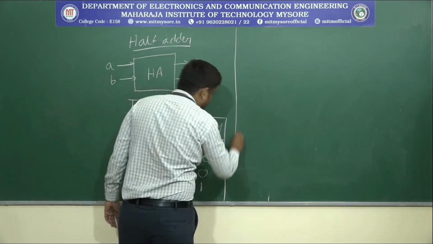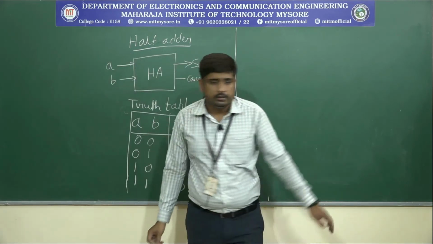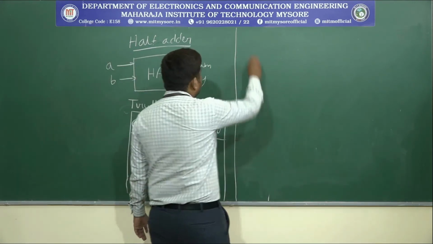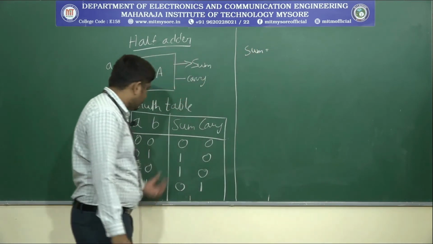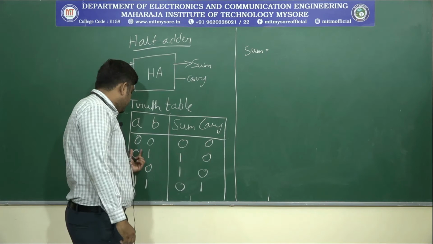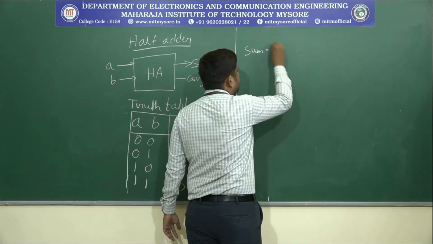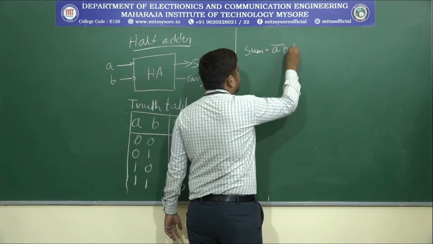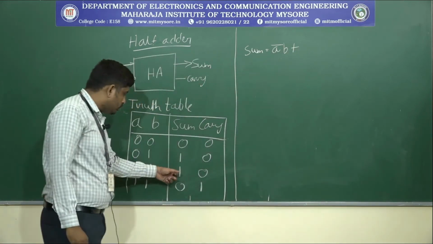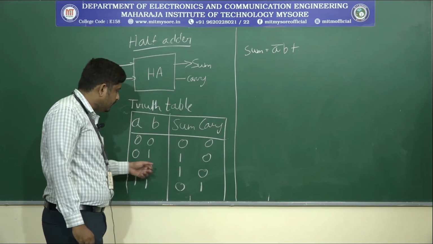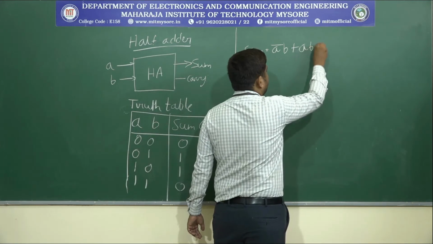So here I directly write the equations of the half adder based on this truth table. First we have to write the sum equation. Where sum is logic 1: A is equal to 0, meaning A bar, and B is equal to 1, so A bar B. Next, when sum is equal to 1, A is equal to 1 and B is equal to 0, that is A B bar.